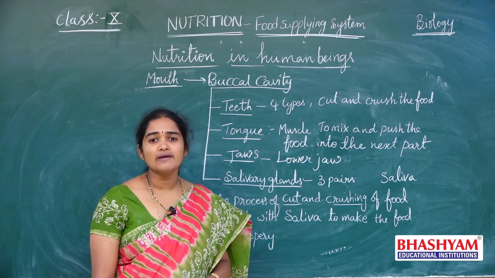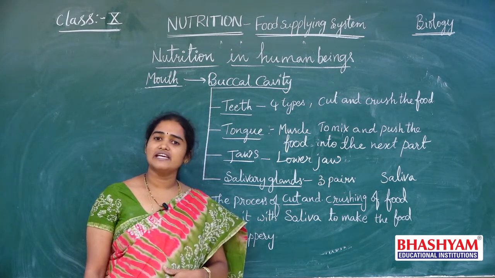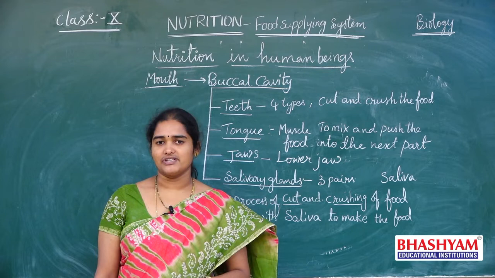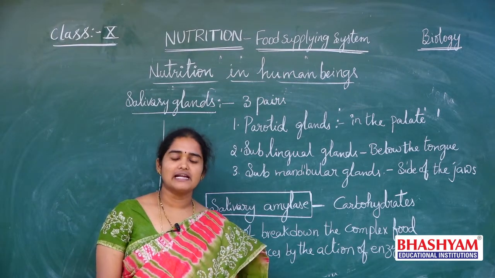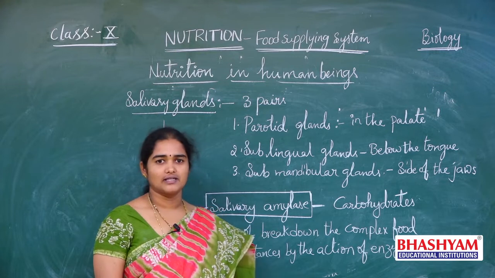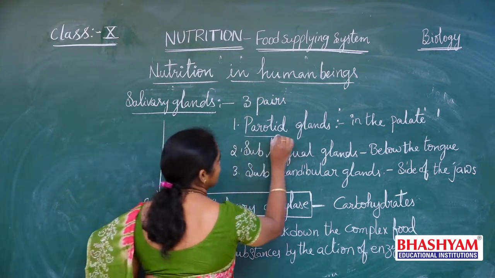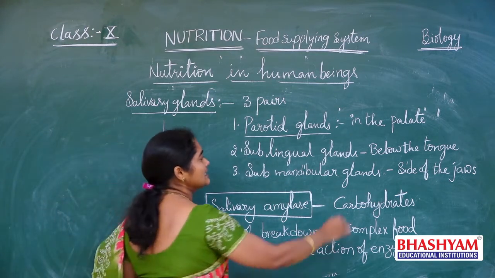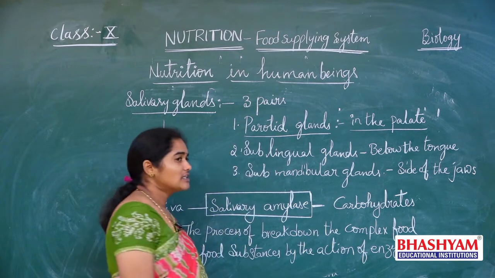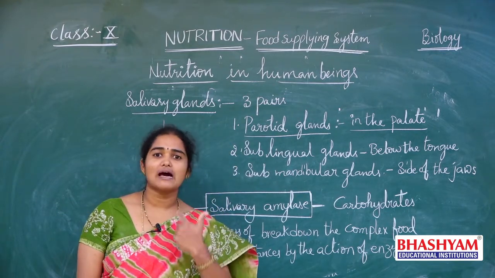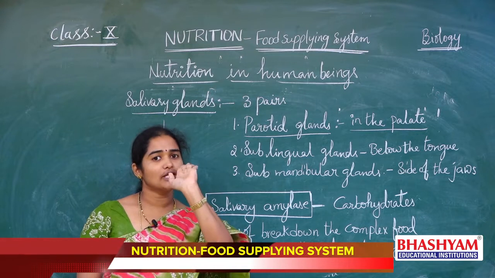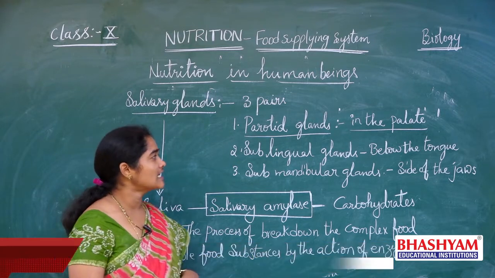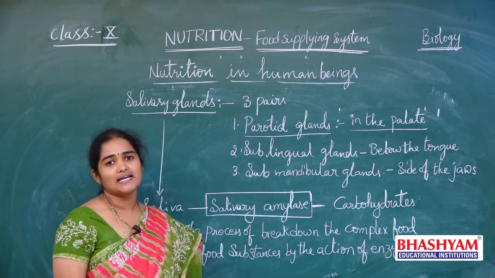Now, let us see the names of 3 pairs of salivary glands and the location of the salivary glands in the buccal cavity. Now, the first pair of salivary glands is called parotid glands. Parotid glands are located in the palate. You know what is palate? The roof of the mouth cavity. When we open our mouth or buccal cavity, if you see the roof, the upper portion of the mouth cavity is called palate. It is located on the back of the palate.